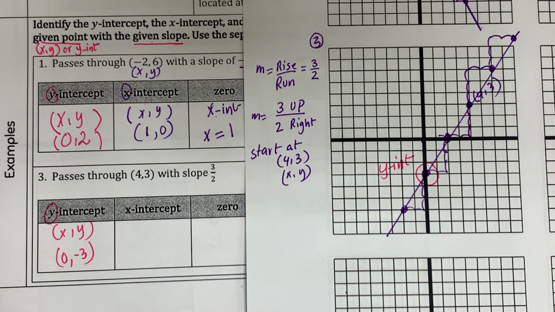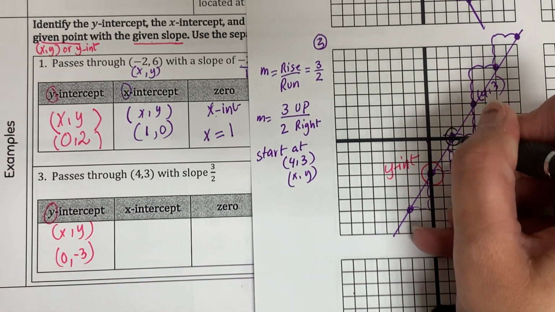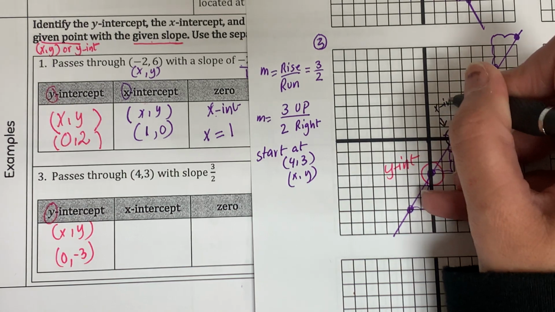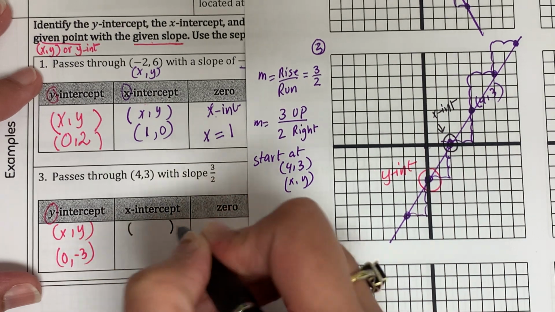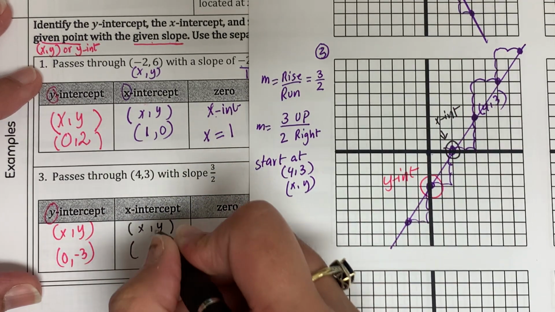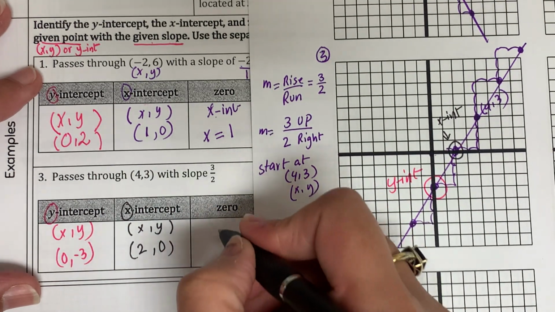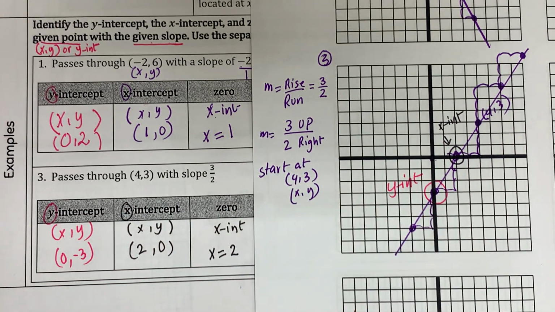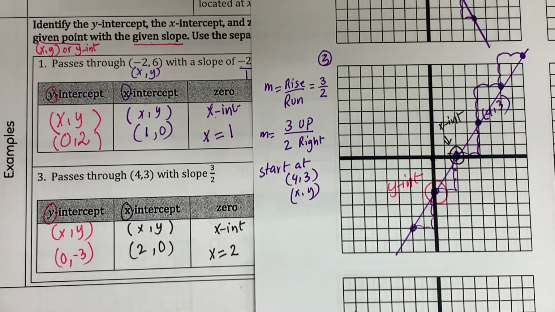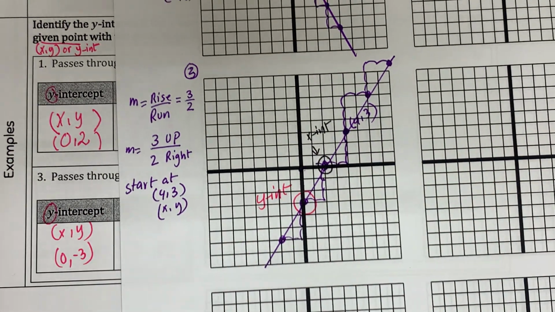Same way I'm going to do the x-intercept. There you go. The x-intercept is over there. X-intercept is this point, which is 1, 2. So x-intercept is 2. X-intercept should have the x value, so it is 2, 0. And zero of a function is other name for x-intercept, so x equals 2. Everything that I need to do, I have everything given from this graph.